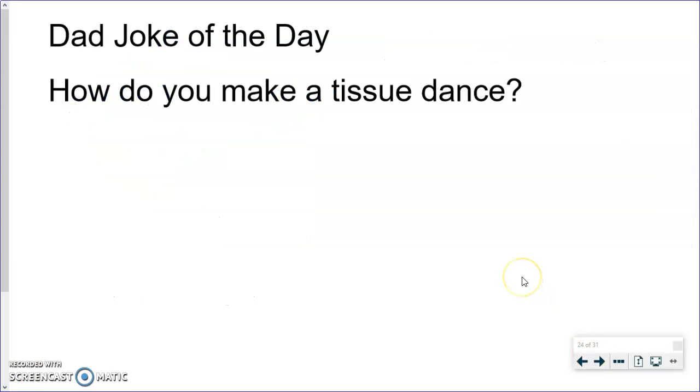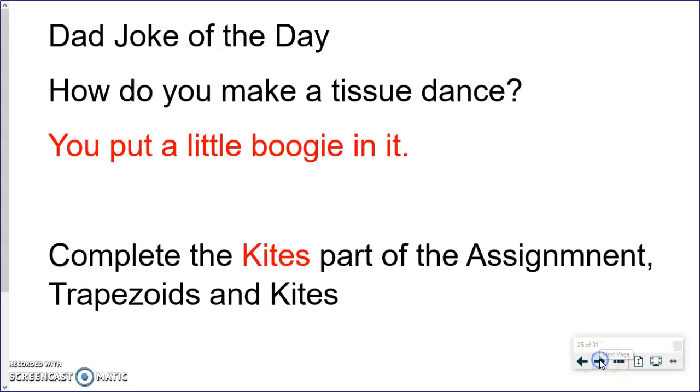All right, so we got another dad joke for the day. How do you make a tissue dance? That's right, you put a little boogie in it. So, yeah. Hey, they're dad jokes. They're not supposed to be great.